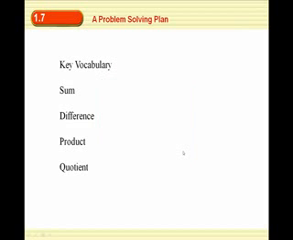This is 7th grade 1.7, which is page 37 in your book. A problem-solving plan is 1.7. You can go through the key vocabulary with me. The key vocabulary has 4 words that are very important in math. They are the words for the operations, the 4 basic operations of math, which is add, subtract, multiply, and divide.